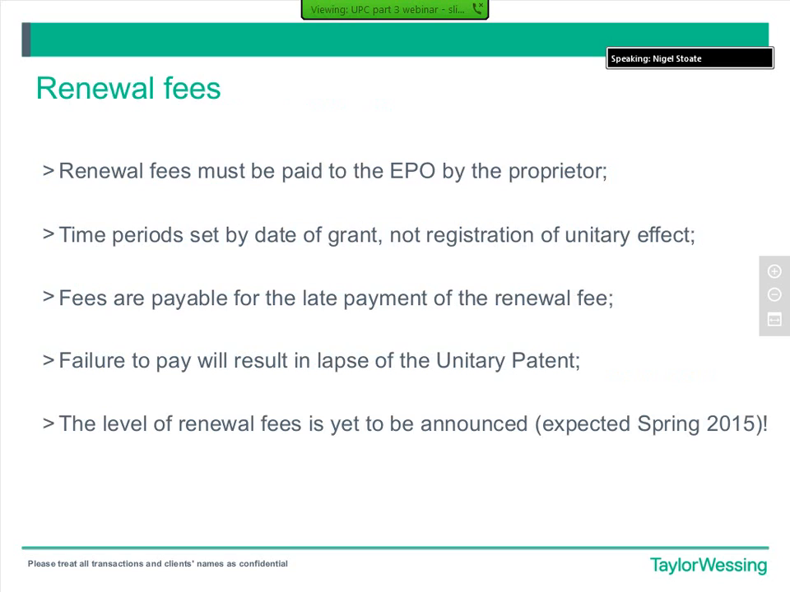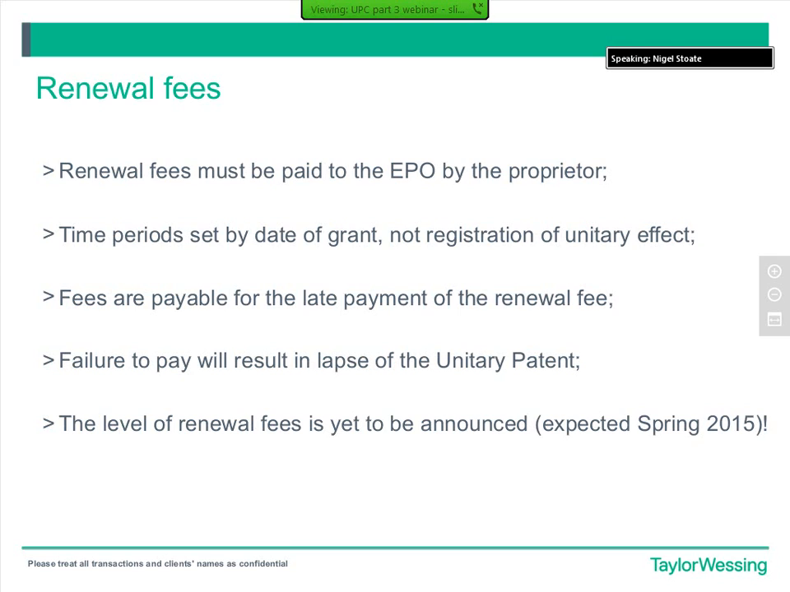Renewal fees. The EPO will also be responsible for collecting, administering and remitting renewal fees for unitary patents and for keeping a register of unitary patents. This will include legal status information such as licenses, transfers, limitation, revocation or lapse.